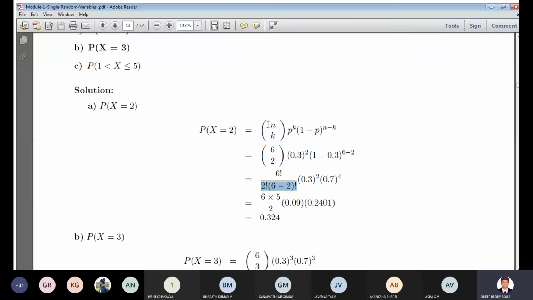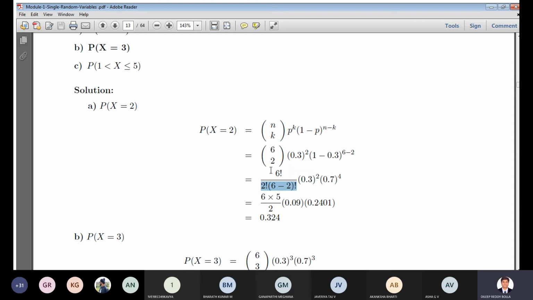Is it clear? So from this I will tell you. N we have here, N value is 6. So nCk like this, if you write, this means N factorial divided by K factorial into N minus K factorial. Okay, so 6 factorial divided by 2 factorial into 4 factorial.